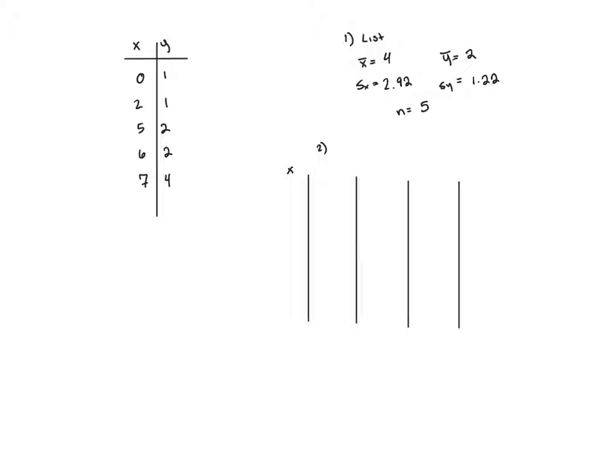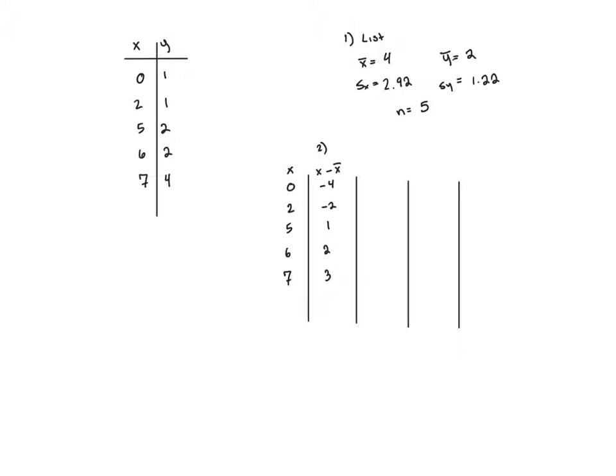First column is my x value, so I'll write them down: 0, 2, 5, 6, and 7. The next thing I do is find the deviations, that is how far off they are. I'll do that by taking x minus x bar. So 0 minus 4 to begin with gives me negative 4. 2 minus 4 gives me negative 2. 5 minus 4 is 1. 6 minus 4 is 2. 7 minus 4 is 3.